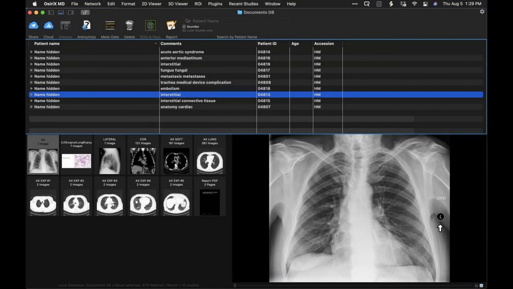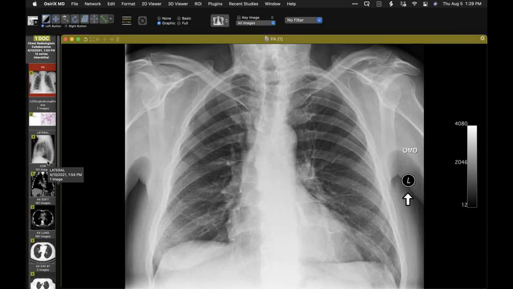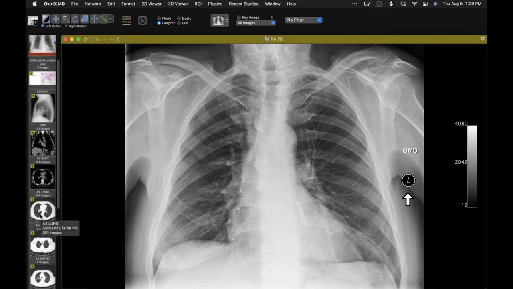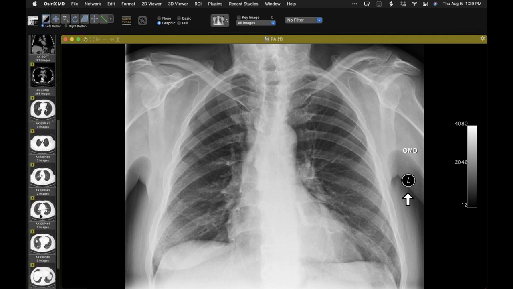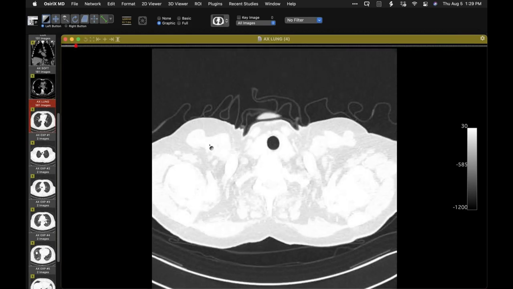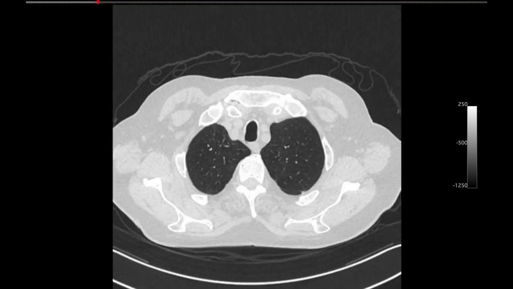Okay, let's start with an interstitial lung disease. I'm showing you this one in part because I do have path images to show you. So on radiography, there really is just a low profusion of bibasilar reticular opacities. This is a CT from April. So make that big and scroll through that.